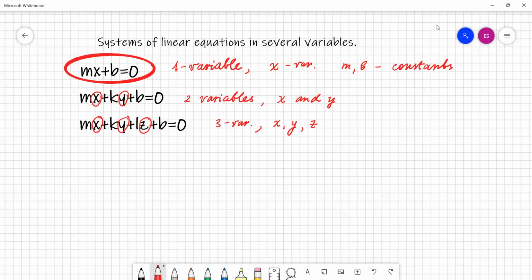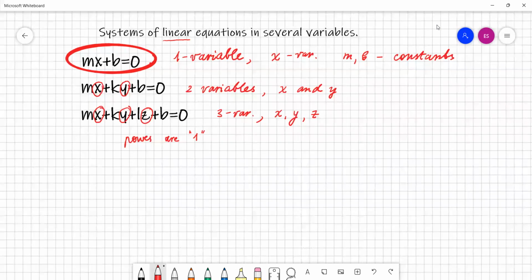Maybe I should erase this. Okay. Why do we call them linear? You see that the power of x in the first equation, the powers of x and y in the second equation, and x, y, and z in the third are 1. So the first power. Equations with the first power of the variable are called linear. For example, if you have a square root of x in your equation, it's still an equation, but it's not linear anymore. It can be an equation in one variable, but not linear. In several variables, but non-linear.